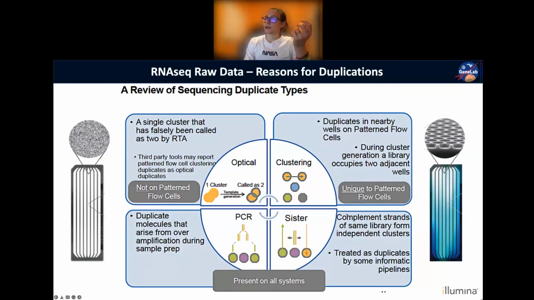The other thing is complementary strands from the same library. Remember, our libraries are double-stranded, right? DNA likes to be double-stranded. So the first thing we do is denature those libraries when they're loaded onto the flow cell. Now, when it's denatured, there's going to be two there, so you can have your sister complement strands each populate a well, and that would be coming from the same sequence. So there are a few different ways that we can end up with technical duplicates. Questions?